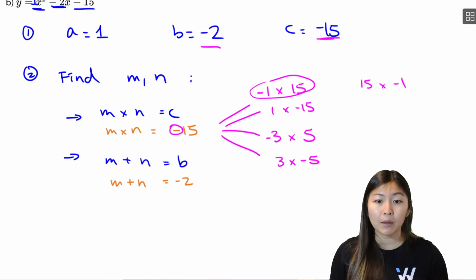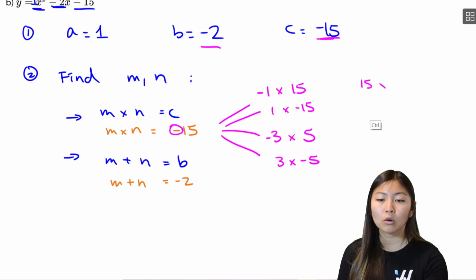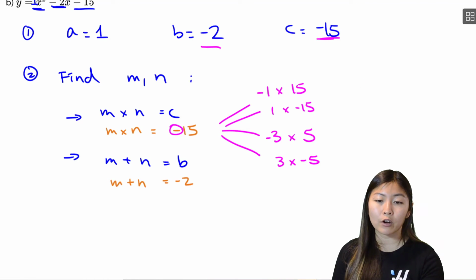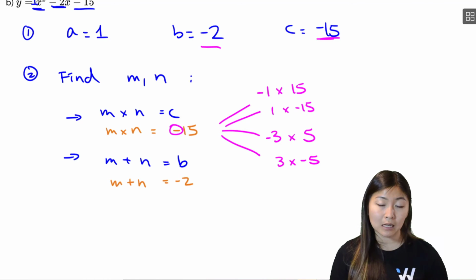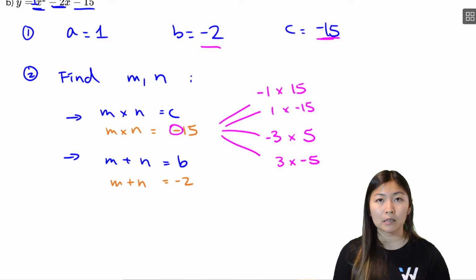because that's the same thing as -1 times 15. The numbers are the same. I have a -1, I have a 15. The order here doesn't matter, so we don't need to switch the order of our numbers. We just switch the order of the negative signs. So in total, there are 4 possibilities.